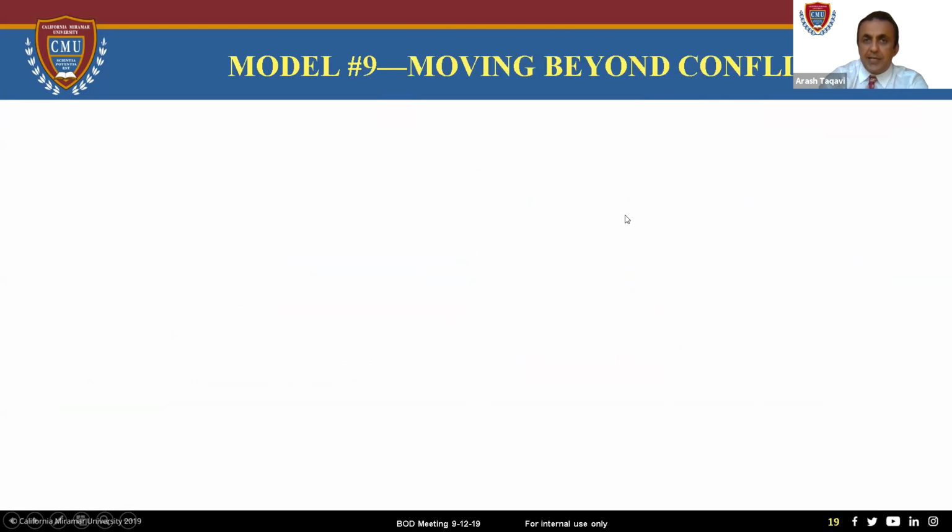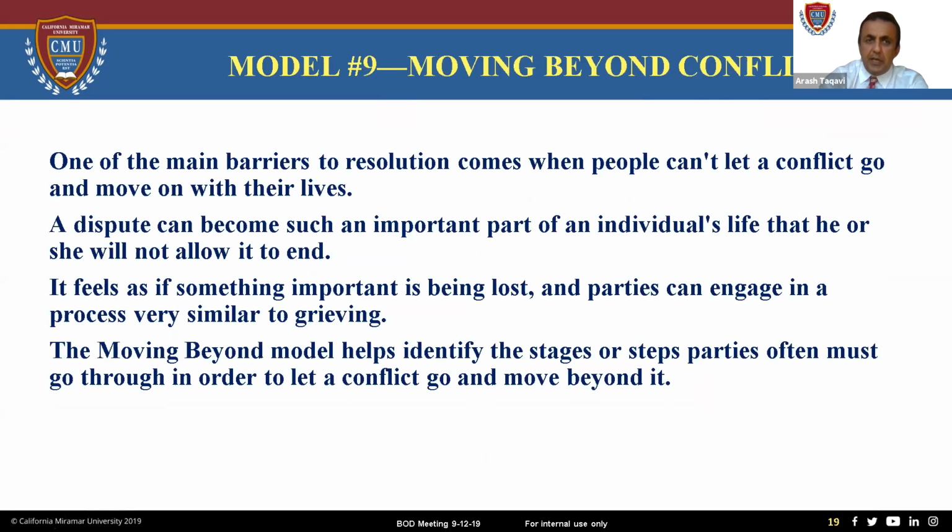And number 9, the last model, is moving beyond conflict. One of the main barriers to resolution comes when people cannot let a conflict go and move on with their lives. A dispute can become such an important part of an individual's life that he or she will not allow it to end. It feels as if something important is being lost, and parties are engaged in a process very similar to grieving. This model helps identify the stages or steps parties often must go through in order to let a conflict go and move beyond it.